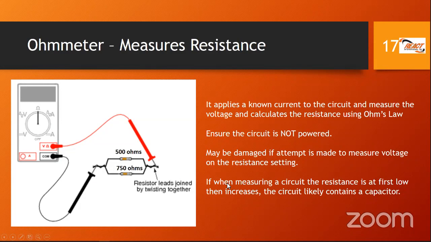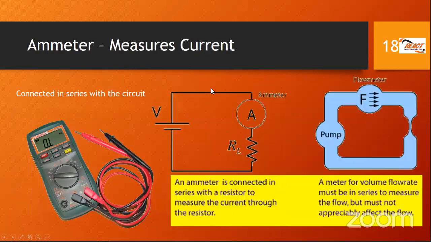If you are measuring a circuit and at first you see that the resistance looks low and then it increases, what that possibly means is that there's a capacitor in your circuit. Remember, we dealt with what a capacitor was. It holds a charge. So when you put the leads on, it might be charging up that capacitor so that you get the low resistance reading. But when it's fully charged, you find that you have an increased or high resistance. That is the telltale sign that the circuit has a capacitor. Again, you'll get this question in the question pool.